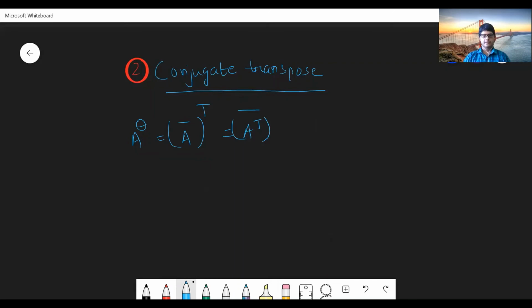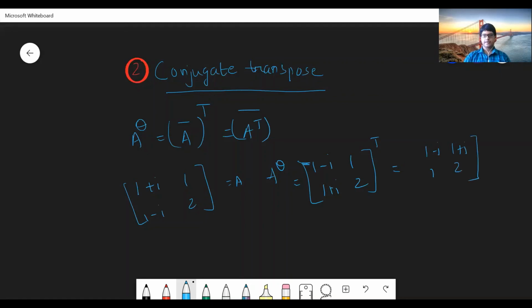So first of all, what to do? Let me take an example: 1 plus i, 1, 1 minus i, 2. So it is, let's say, A. If I want to find A theta, what I should do is take the conjugate. Conjugate means take the conjugate of each and every element. So this is the conjugate: 1 minus i, 1, 1 plus i, 2, and take its transpose. So it is going to be 1 minus i, 1 plus i, 1 and 2.